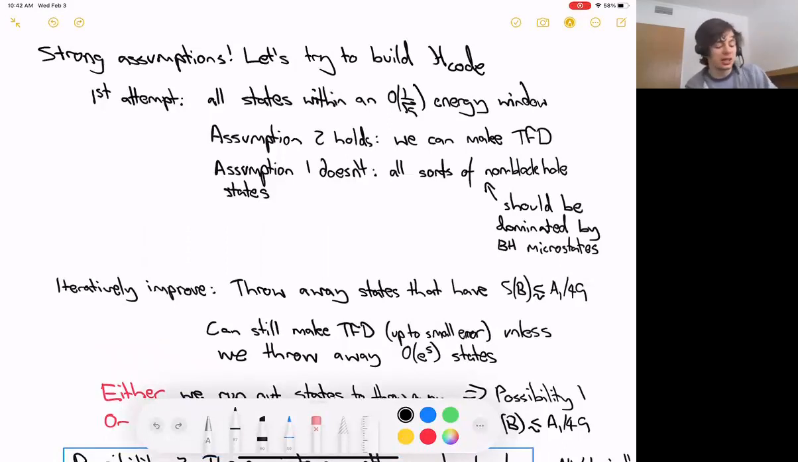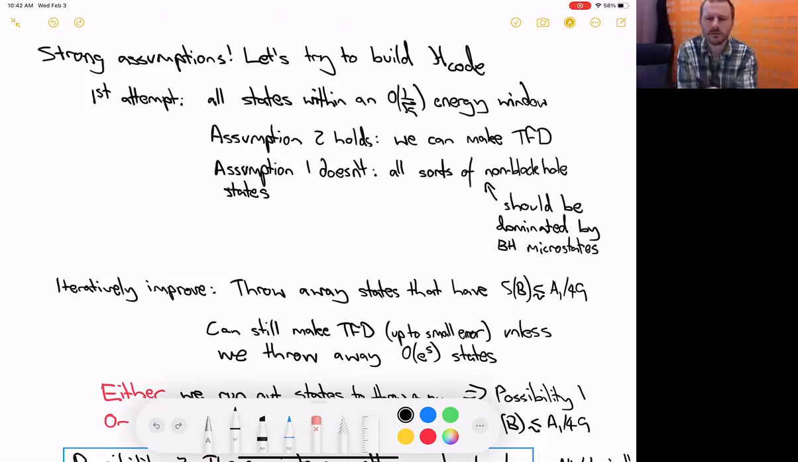And then we're trying to ask, can we still reconstruct the thermofield double using 2 copies of that code subspace? And the answer is, as long as we don't throw away too many from the single-sided code subspace, we can still entangle 2 copies of the code subspace and make a good approximation of the thermofield double.